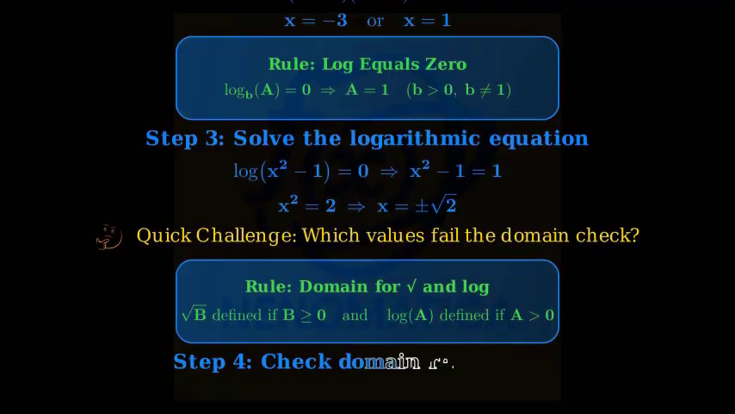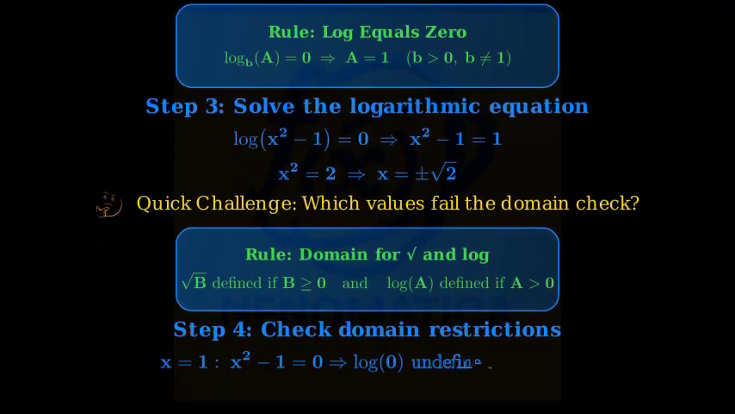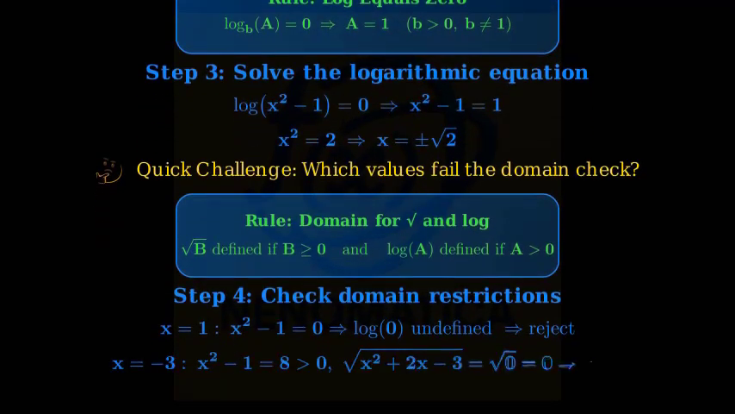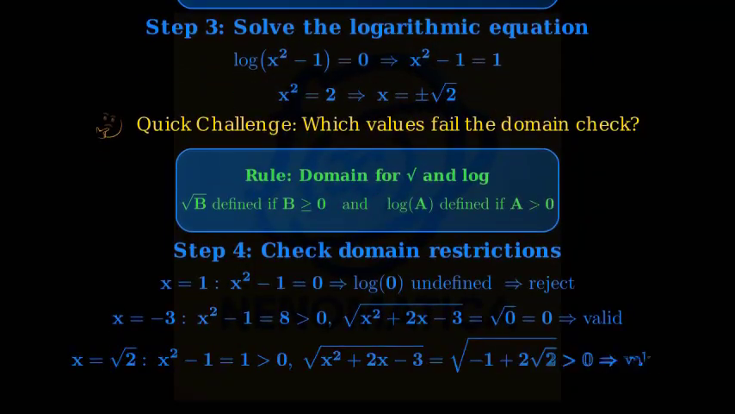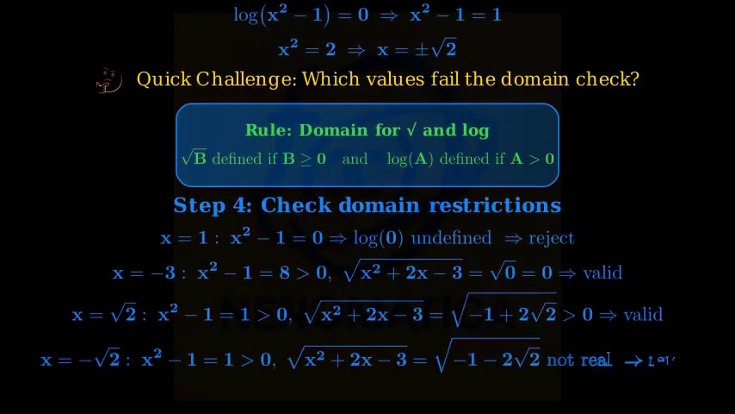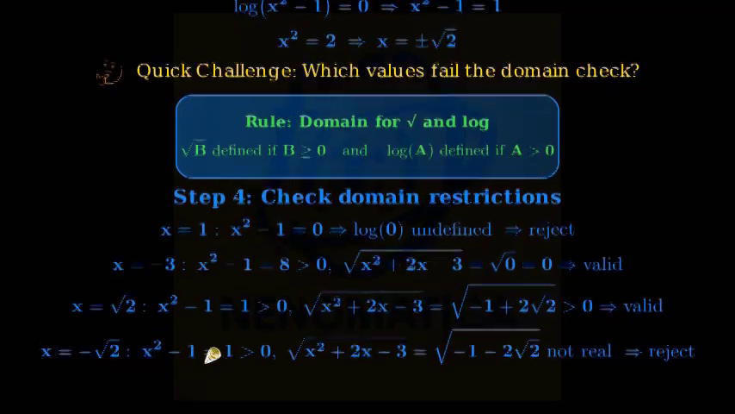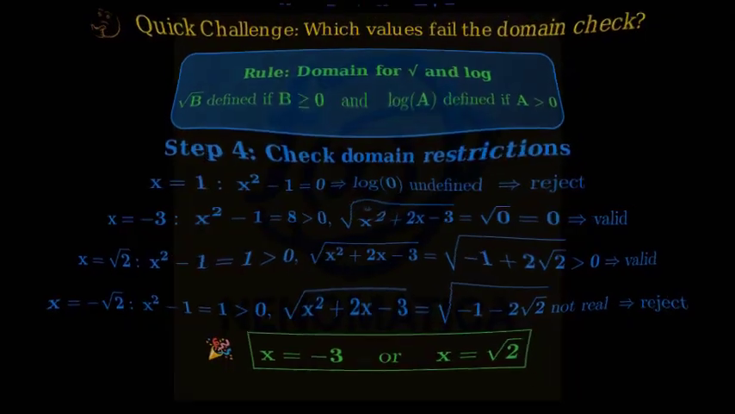Add the step title. Test x equals 1. Test x equals negative 3. Test x equals square root of 2. Test x equals negative square root of 2. State the final solution set. Present the two valid solutions in green.